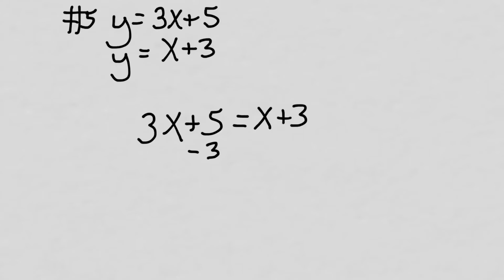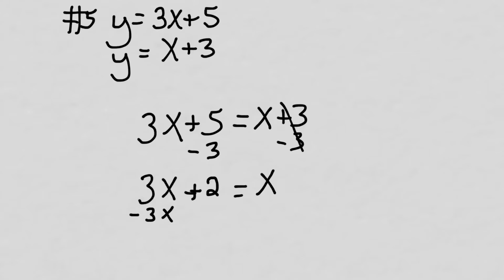Let's subtract 3 from both sides. Right? If we do that, this goes away. We're left with x on the right. We're left with plus 2 on the left. And we bring down the 3x. All right. I subtract the 3x from both sides.